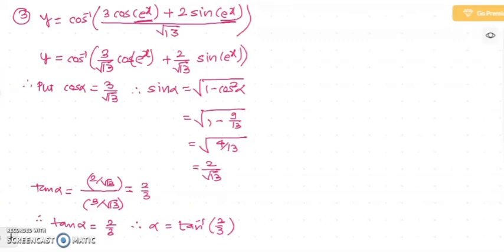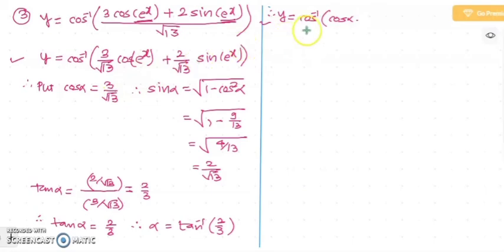So now let us, therefore y is equal to cos inverse of, so this expression we are taking here, so y is equal to cos inverse of 3 by root 13, which is cos alpha, into cos e raised to x, plus 2 by root 13, which is sin alpha, into sin e raised to x.